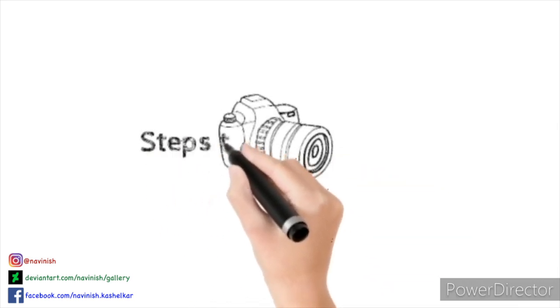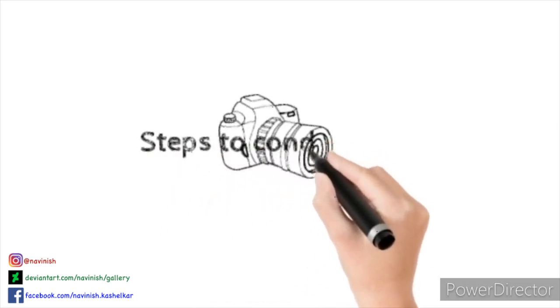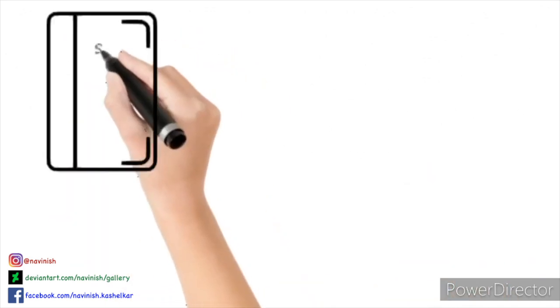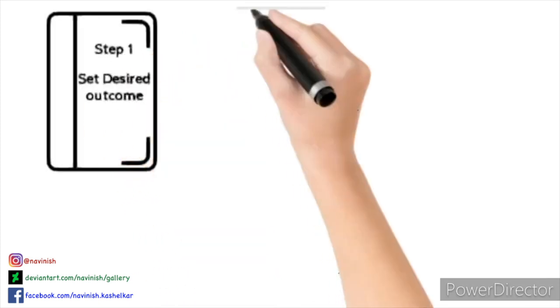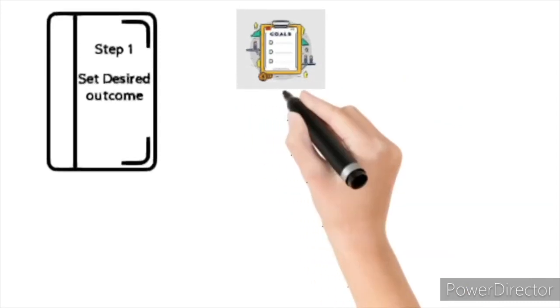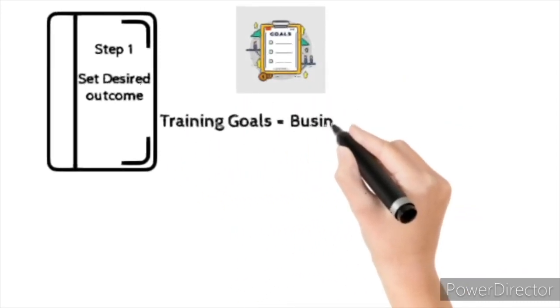We have noted down 6 critical steps for conducting a TNA. Let's look at these 6 steps. Step 1. Set the desired outcome. Before you begin a TNA, you need to know the training goal. The training goal should be in line with the business goals.